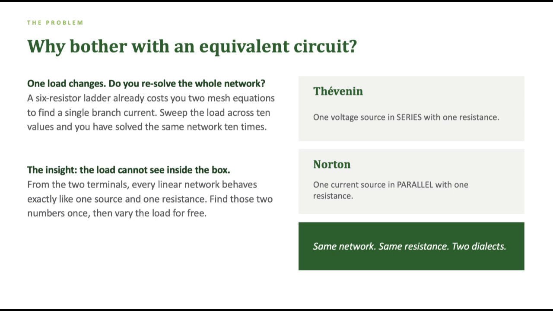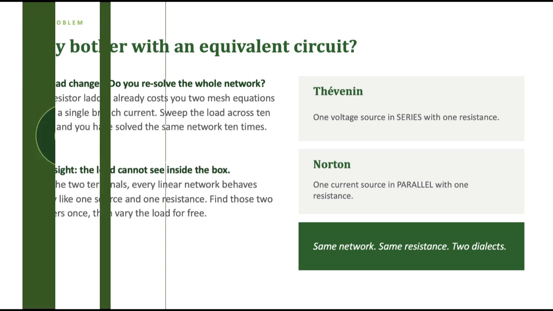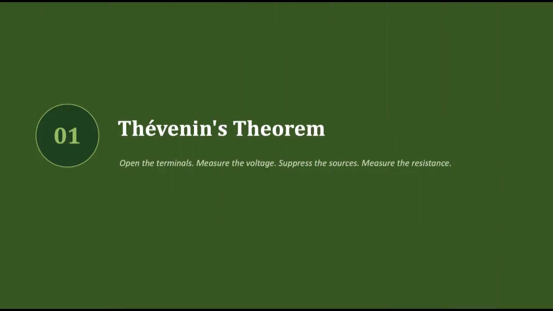Here is the claim. From the terminals, a linear network is indistinguishable from one source and one resistance. Thevenin writes it as a voltage source in series. Norton writes it as a current source in parallel. Same physics, two dialects. And notice, the resistance is identical in both. That is not a coincidence. We will come back to it. Two numbers: an open circuit voltage, and a resistance seen looking back into the terminals. That is all Thevenin is.